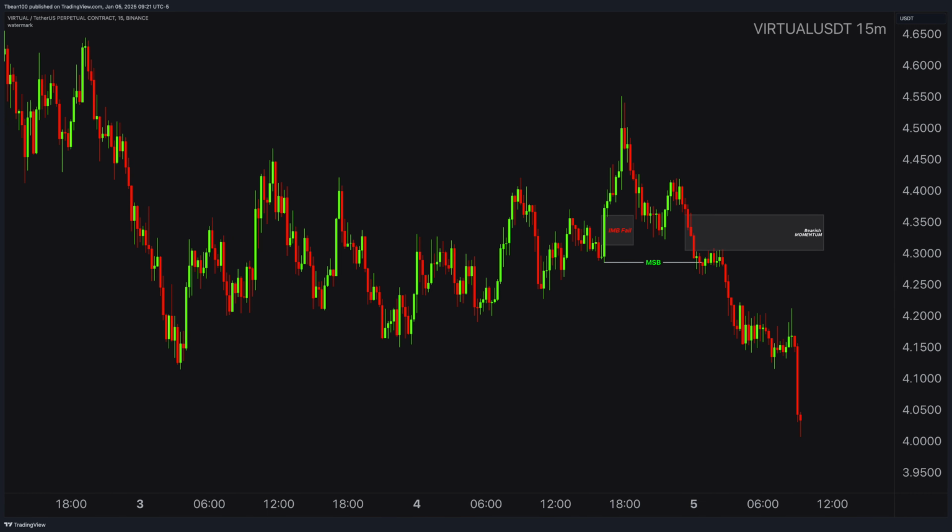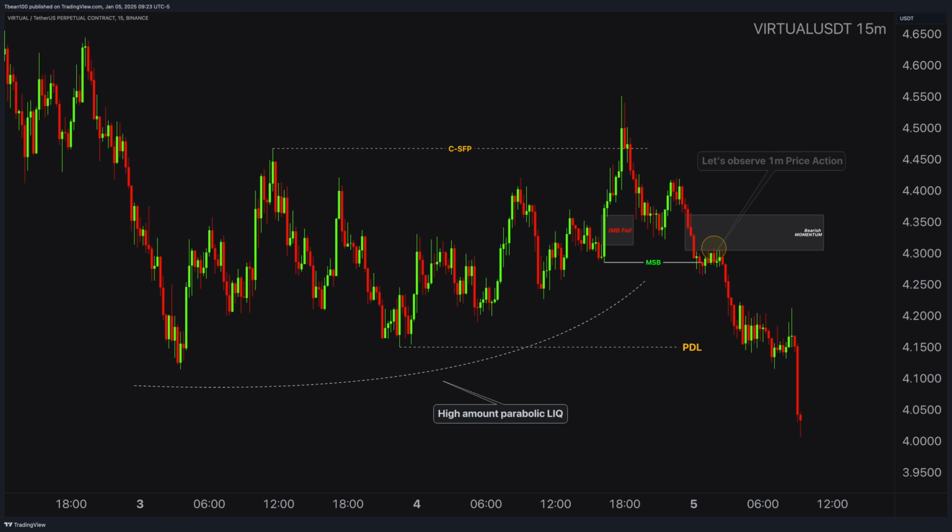Okay, now switch to the 15-minute time frame. Before moving on, let's have a larger perspective here. Notice the considerable swing failure pattern here and the extremely large parabolic liquidity below. All this waiting for us to be taken out. Moreover, we had this previous day low below as an extra liquidity. Okay, great. We have an amazing setup here.